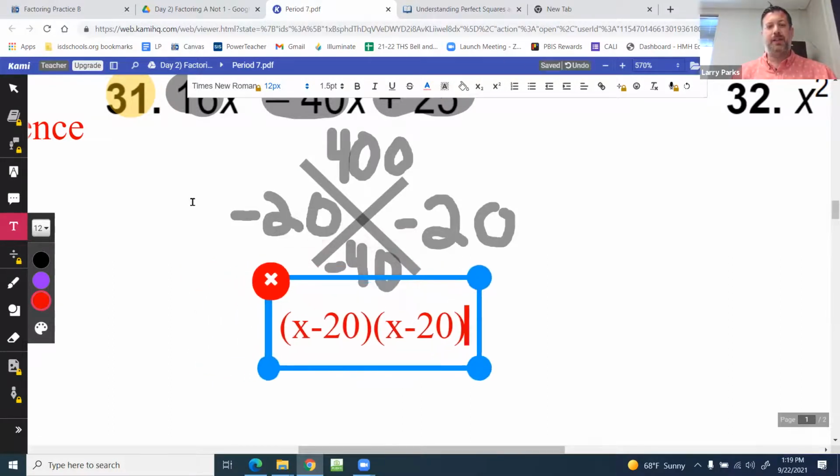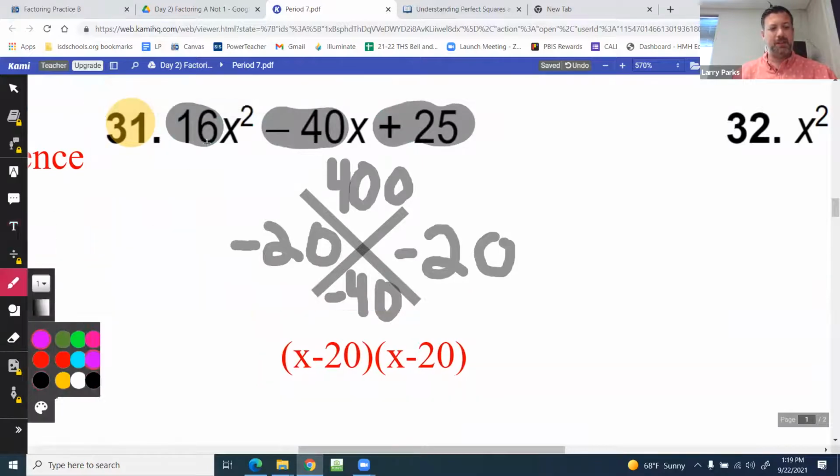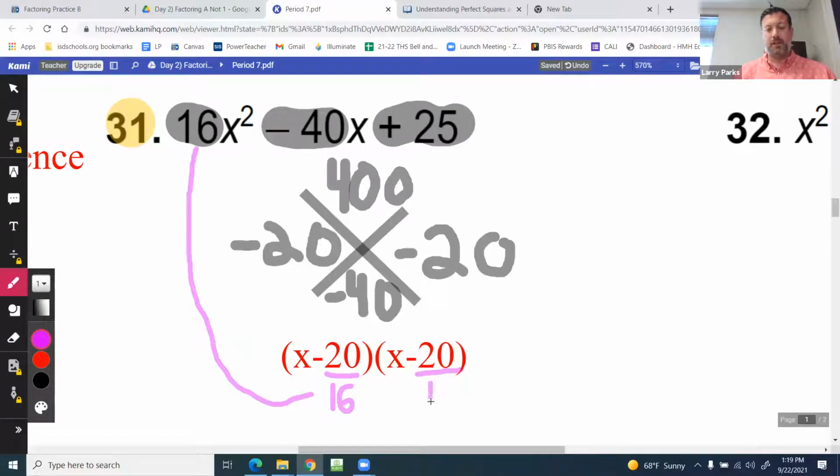But remember, you have to divide them both by this number (16 and 16). And this is the process that you're normally going to follow.